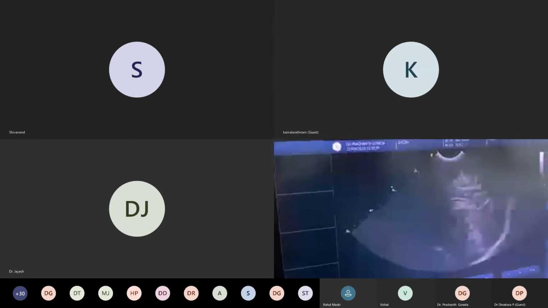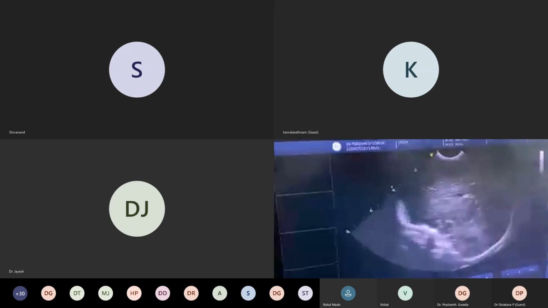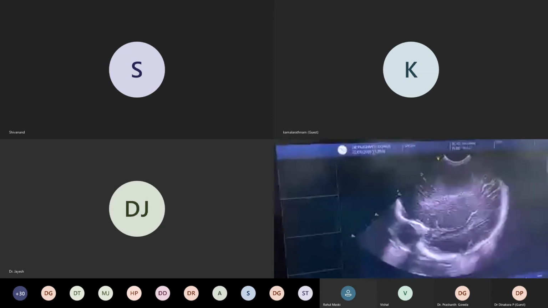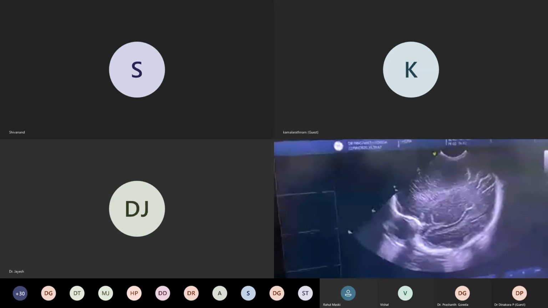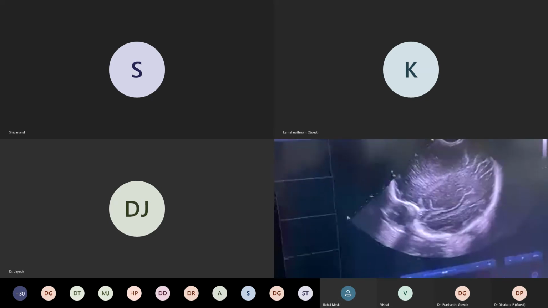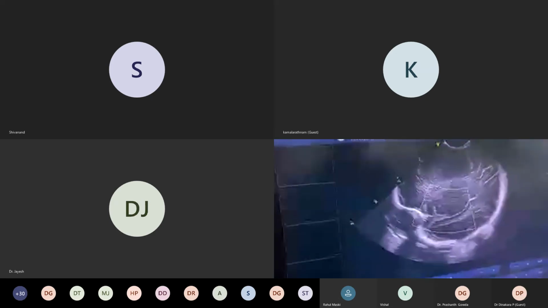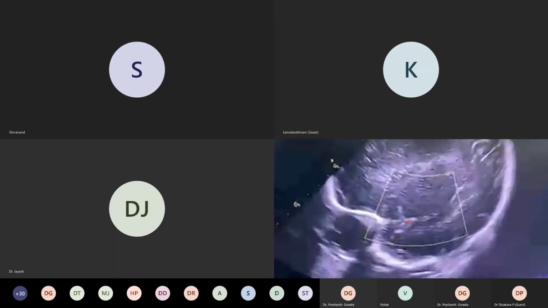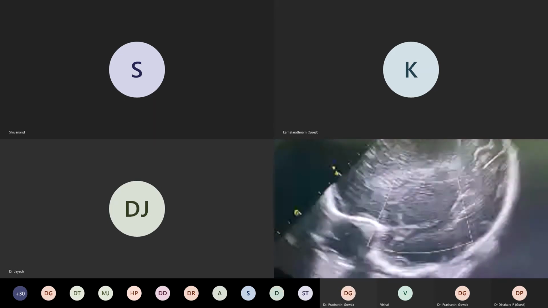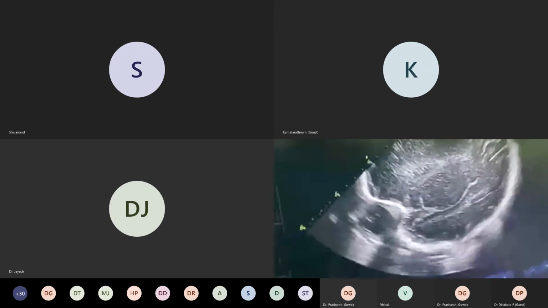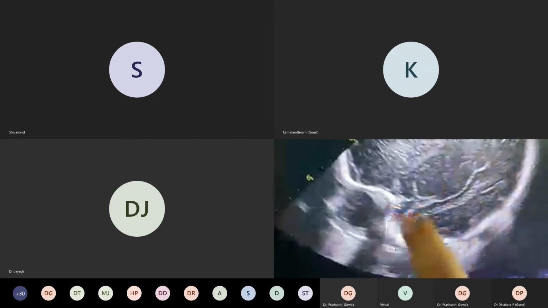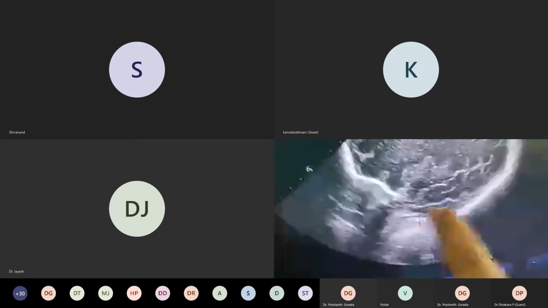Now we are going to the third section of the sagittal view. That is the insula. I'll show you one more thing. The one which you're seeing is your color Doppler, that is your middle cerebral artery pulsation. We'll remove the color, and you can see this is your lateral sulcus, insula, which I was talking about.